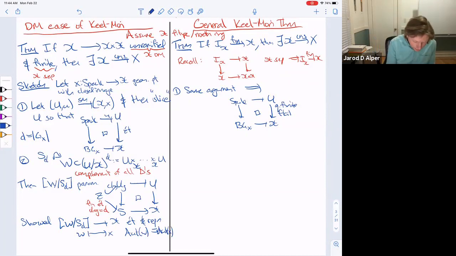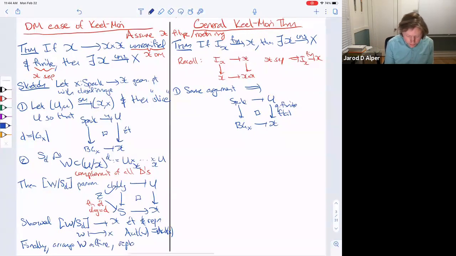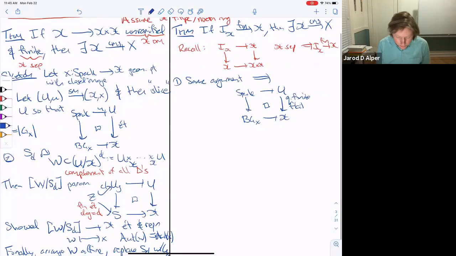Okay, and finally, maybe I'm getting too detailed here. You can arrange by shrinking that W is affine. And if you want, you can replace S_D with the stabilizer. All right. And that was the argument giving us local quotient presentations for Deligne-Mumford stacks. And to handle the general theorem, you need a different argument. So you replace this with something similar, but it's more technical.